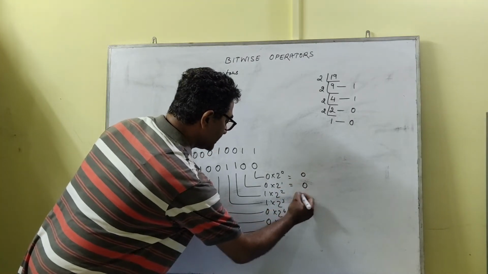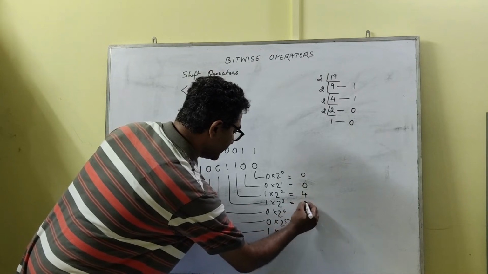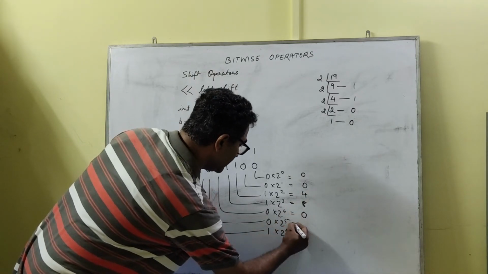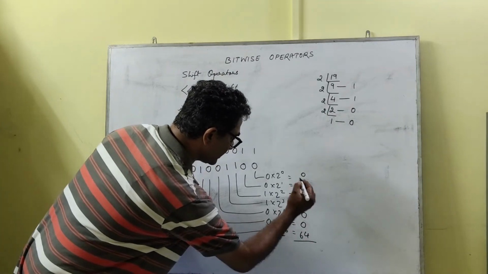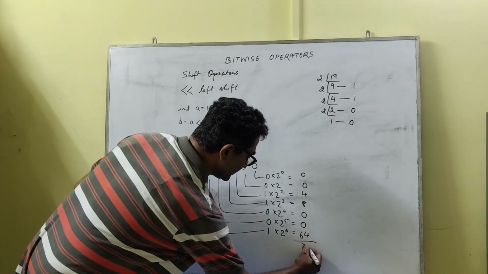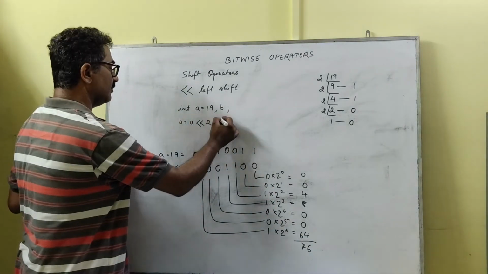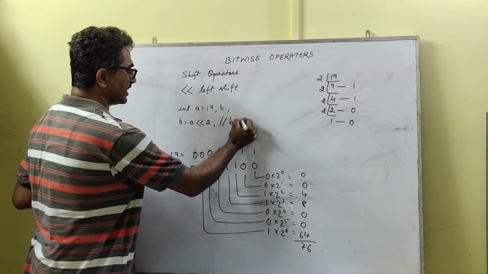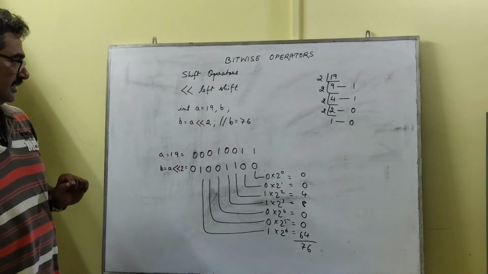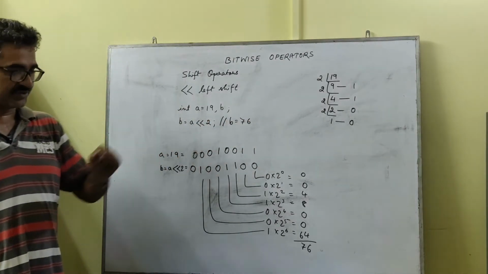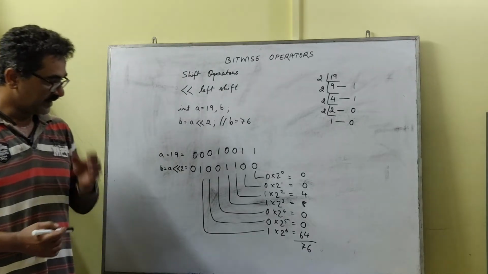So this is 0, this is 0, this is 4, this is 8, this is 0, this is 0, this is 64. So we get 72 plus 4, 76. So the number 76 got stored inside variable B after 2-bit left shift. So this is what happens with the left shift operator.